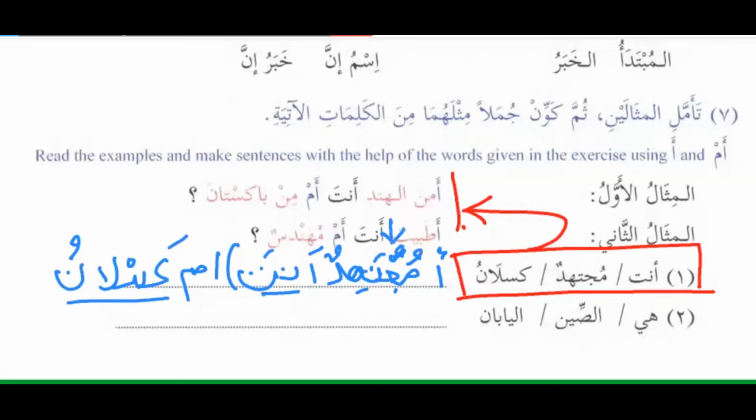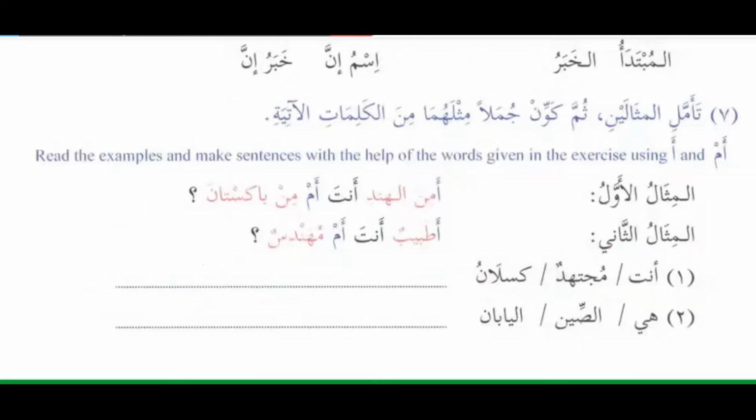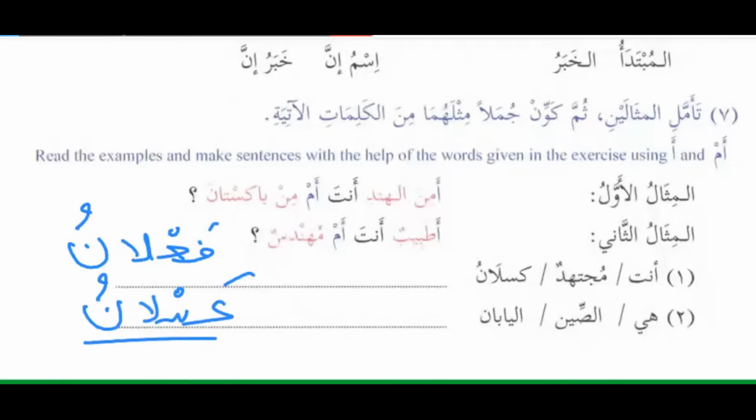Now kaslanu, why kaslanu, not kaslanun? Because it is without alif lam, so it should have a tanween. But why is there no tanween? What's the reason for this? Because it is on the wazn of afalu, fa'lan, fa'lanu, kaslanu. So it's mamnu min as-sarf, and the rule for mamnu min as-sarf is that it will not accept tanween and kasra.